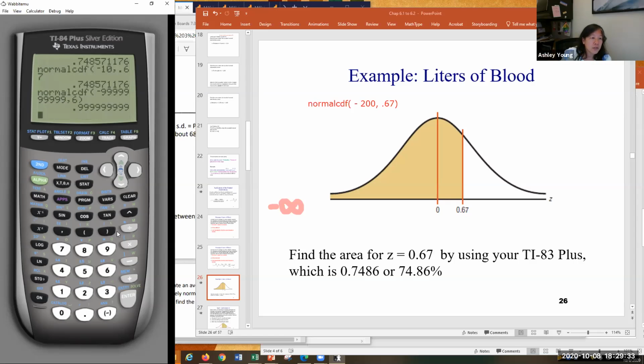Oh, sorry, I did positive. Oops, my bad. I'll try it again. Second vars, normal CDF, negative 999999999, comma, negative, I better do negative 7, and I think that should give me 0, right? So it's a whole, it's 12 zeros and then 1. It's like, it's nothing, right?